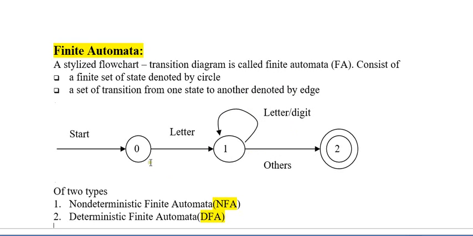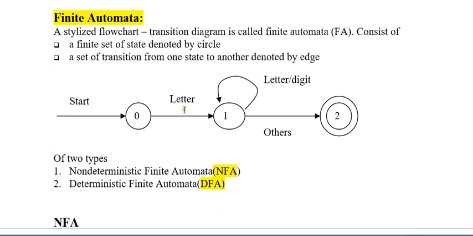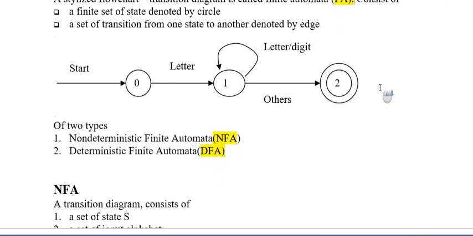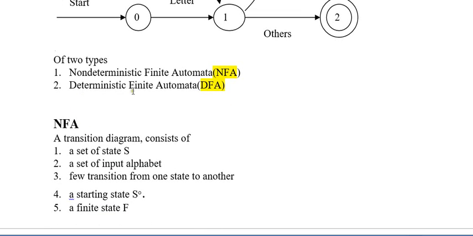From this diagram we can easily say that here is the start symbol and here is the state. Those states change for different letters and digits as input. So this is the basic idea of a finite automaton, which is called an FA. Here are the two types of finite automata. One is the non-deterministic finite automaton, which is NFA, and another is the deterministic finite automaton, which is DFA.